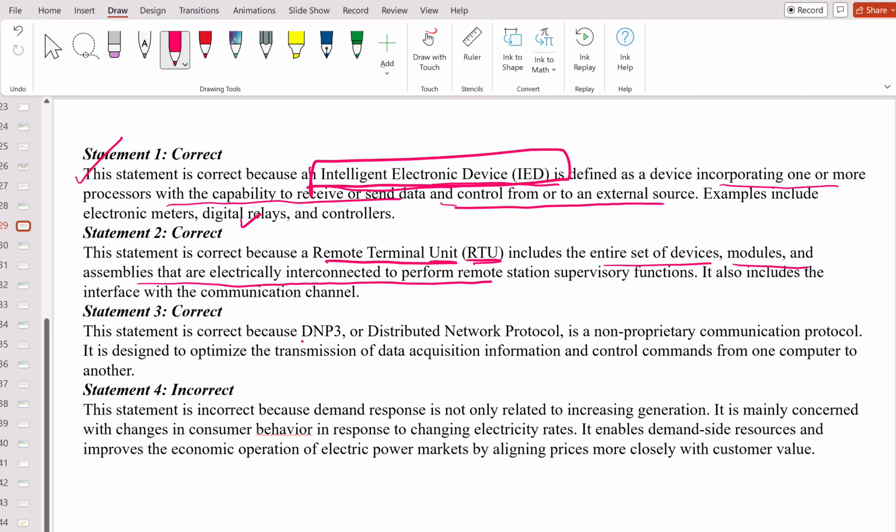What about the DNP3? DNP3 is basically the distributed network protocol. This is a non-proprietary communication protocol designed to optimize the transmission of data and control commands from one computer to another computer. Suppose distributed networks are there, and different computers have been kept at different locations. You just need a DNP3 protocol, or distributed network protocol, to transmit the data from one system to the other system. So that is basically DNP3.